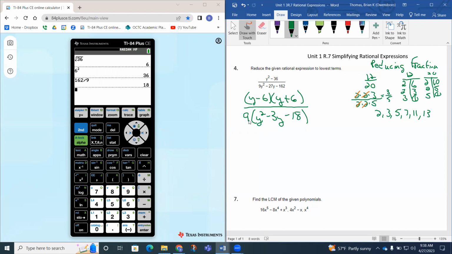So notice that if you multiply the 9 back through, 9 times y squared does give me 9y squared. 9 times negative 3y is negative 27y. And 9 times negative 18 would be this negative 162. Now, I can actually rewrite the top again, come down one more time, y minus 6, and then y plus 6 on the top. On the bottom, this 9 comes down. But the question is y squared minus 3y minus 18, is that factorable?